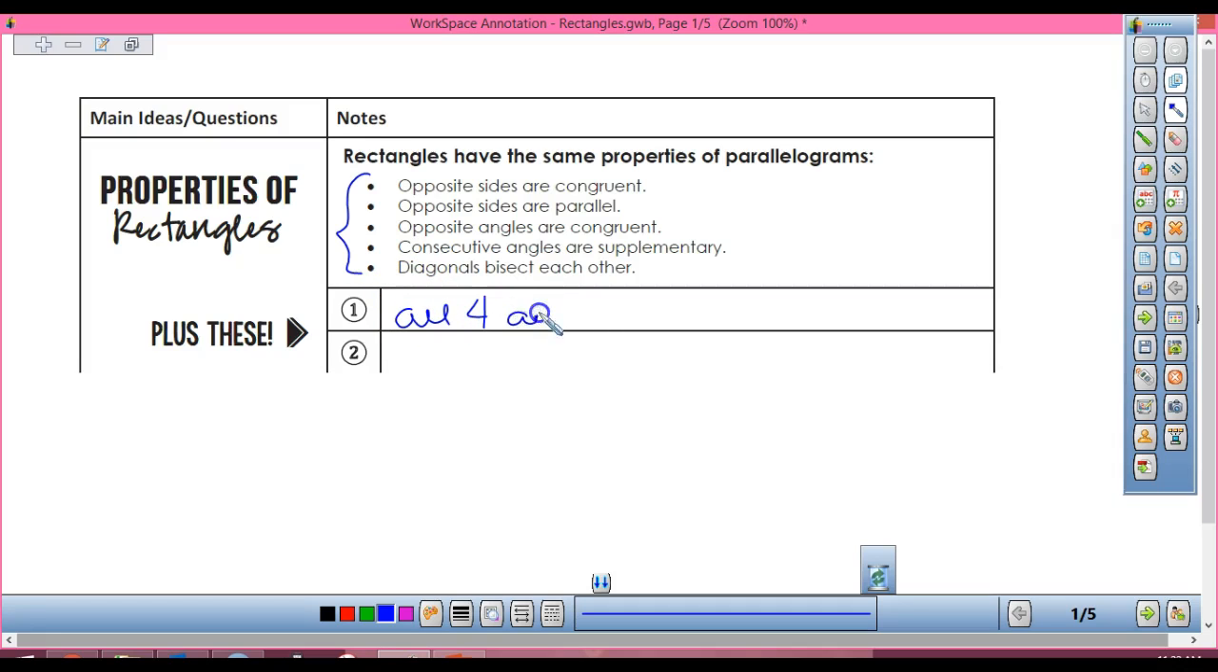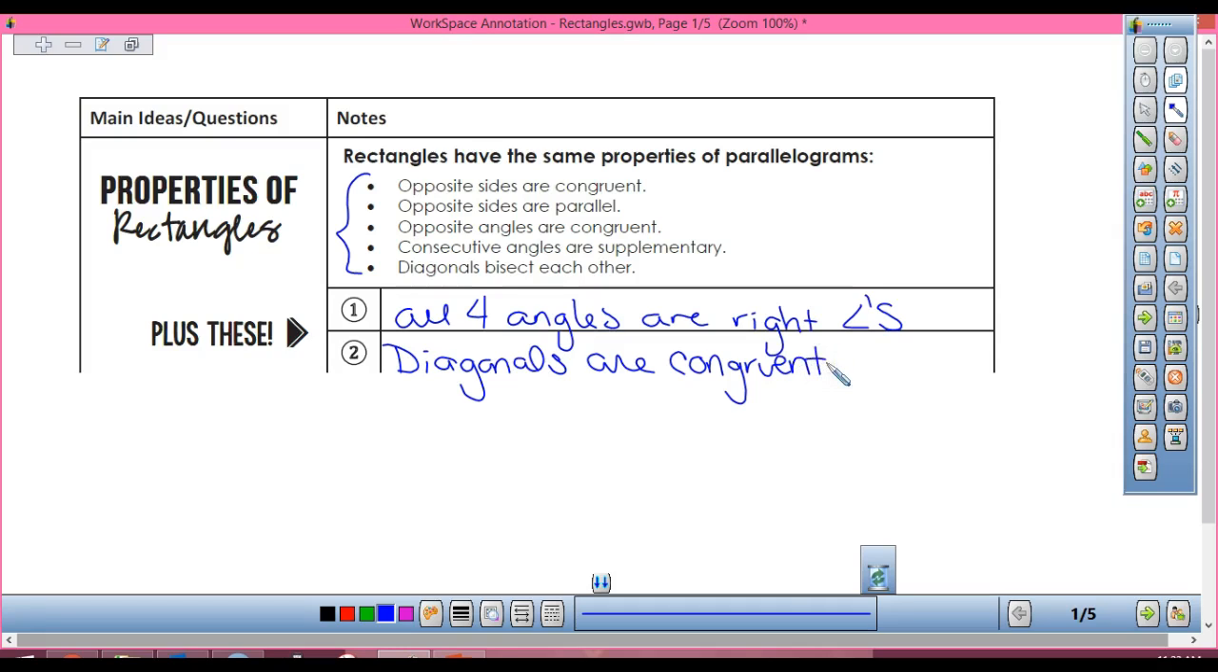All 4 angles are going to be what? What kind of angles do I have to have in a rectangle? Right angles, yeah. All 4 angles are going to be right angles. And not only are diagonals going to bisect each other, but now we can say that diagonals are congruent. So a rectangle is a parallelogram, so you've got all your properties of parallelograms plus 4 right angles, diagonals are congruent.